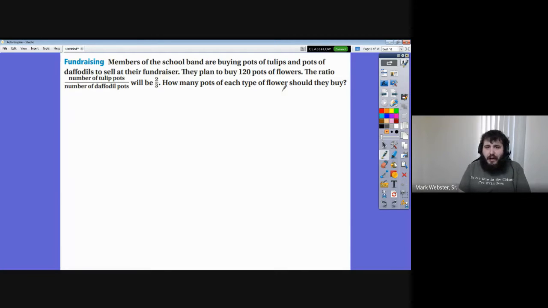So they want to figure out how many of each type of flower they need to get, right? For every 2 tulip pots, they end up buying 3 daffodil pots. What we can do is add up the ratio. 2 parts plus 3 parts had better equal 120. Do I know what the number of parts is? Not yet, but I'm going to find it.